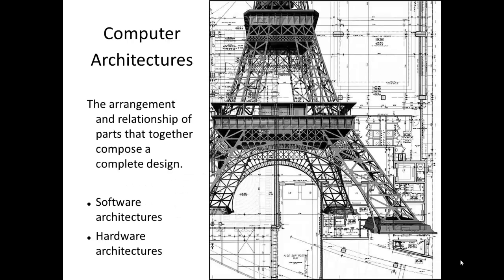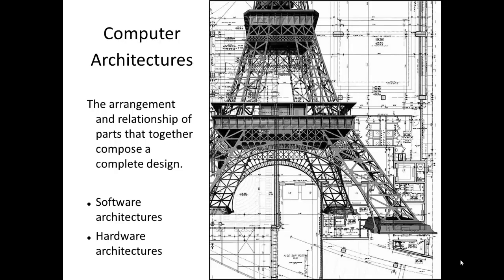So, computer architectures. Well, an architecture is simply the arrangement or relationship of parts that together comprise a complete design. Here we've got the Eiffel Tower and some of the plans, the architectures, the plans that went behind constructing the architecture that is the Eiffel Tower. The Eiffel Tower is made of bases, it's made of bits of girders of various sizes and shapes, and no doubt screws and rivets and all that kind of stuff. And you have to put them together in a certain way to create the Eiffel Tower.